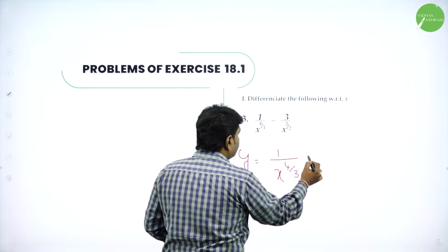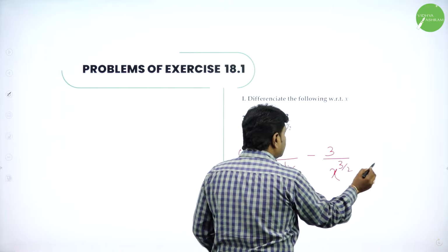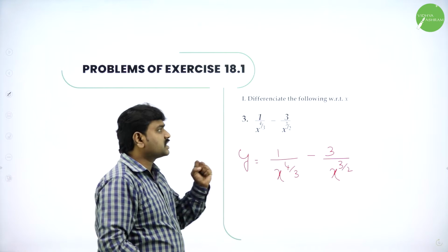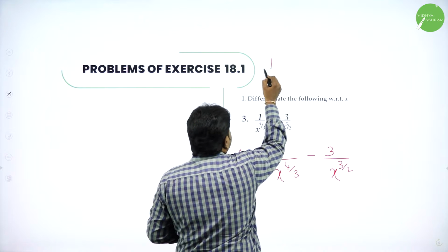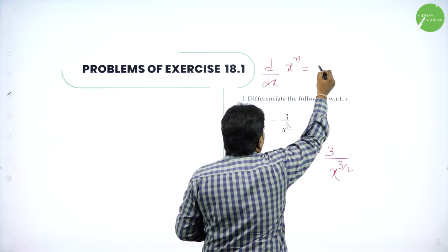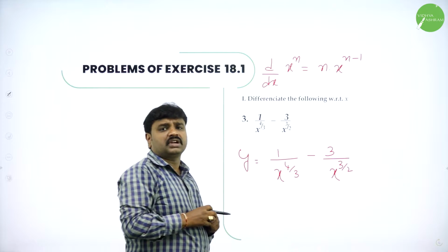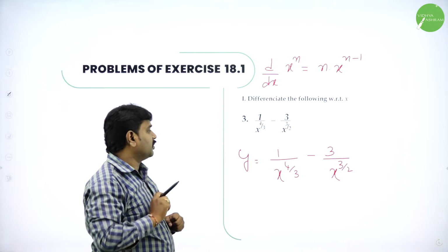Next we have y is equal to, they want you to differentiate this, 1 by x power 4 by 3 minus 3 by x power 3 by 2. If you observe, it is not in standard form. What is the standard form? We have a very first formula. We have learnt d by dx of x power n. What is d by dx of x power n? N into x power n minus 1.